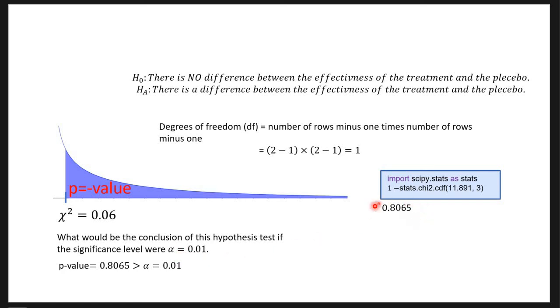Well, I got this as my p-value, which means there's an 80% chance of getting a sample this extreme. That's a pretty high chance. So the p-value is greater than alpha in this case, and because the p-value is greater than alpha, I would fail to reject the null hypothesis. I would fail to reject because this is not a significant sample. This is not significantly different than if they were independent.